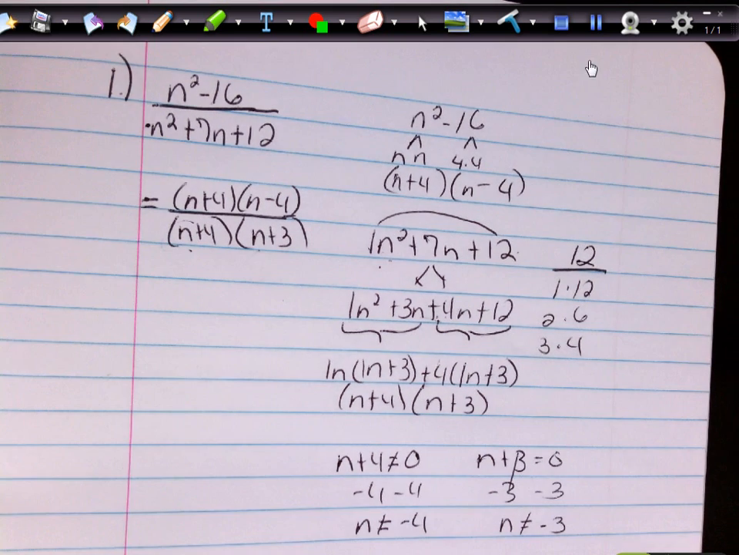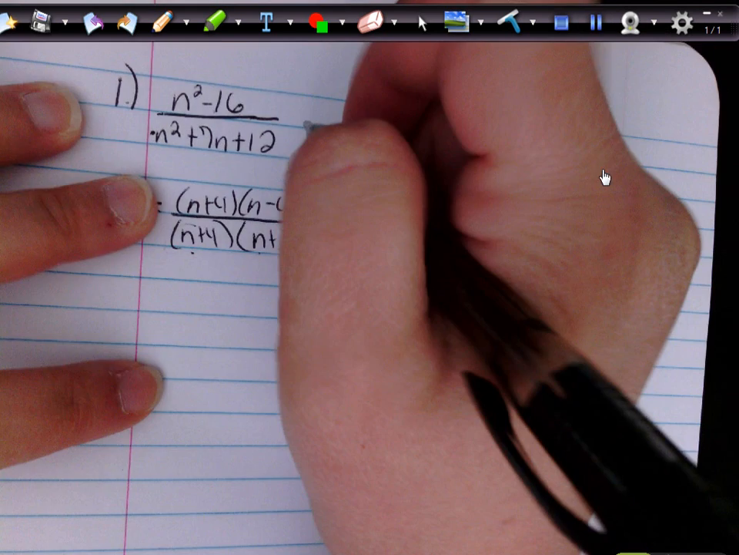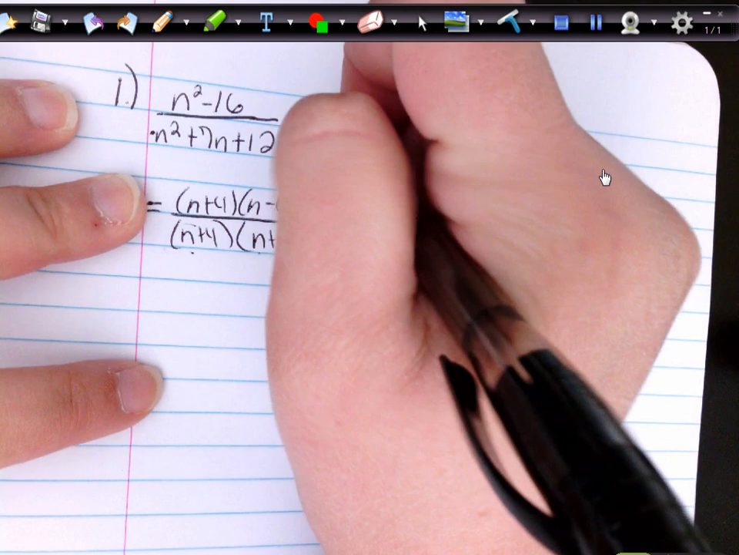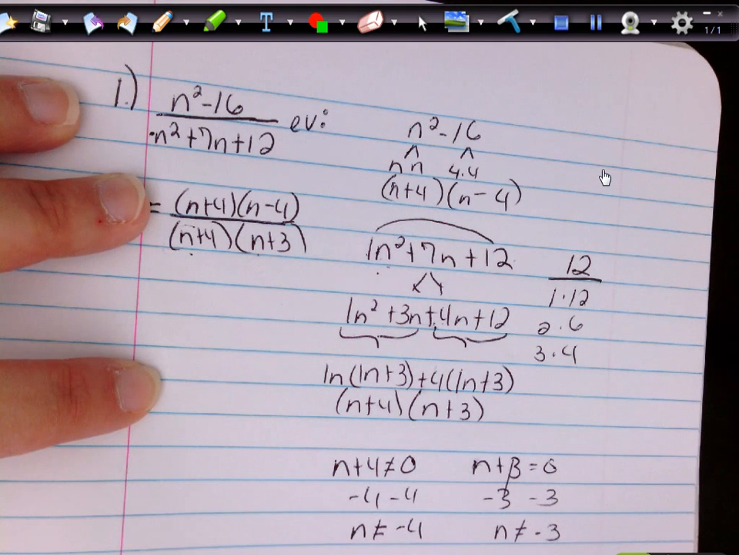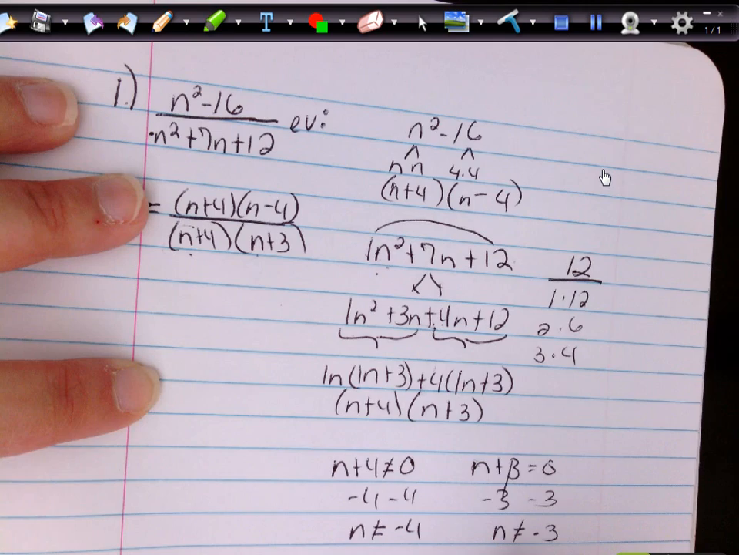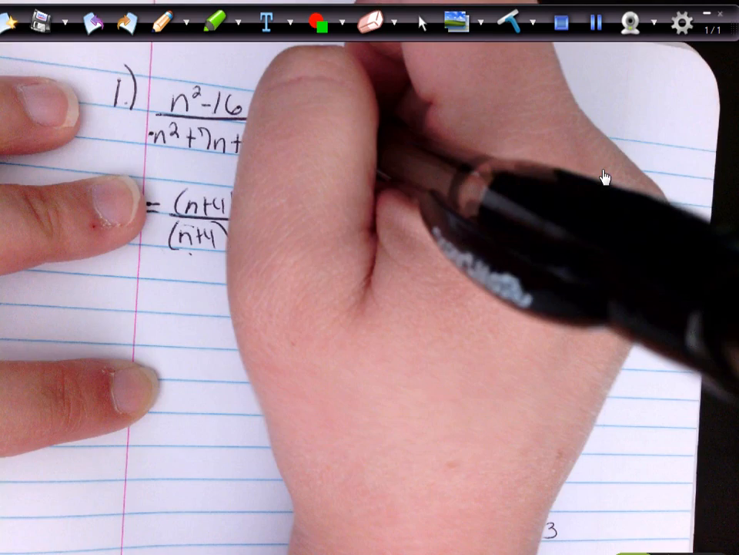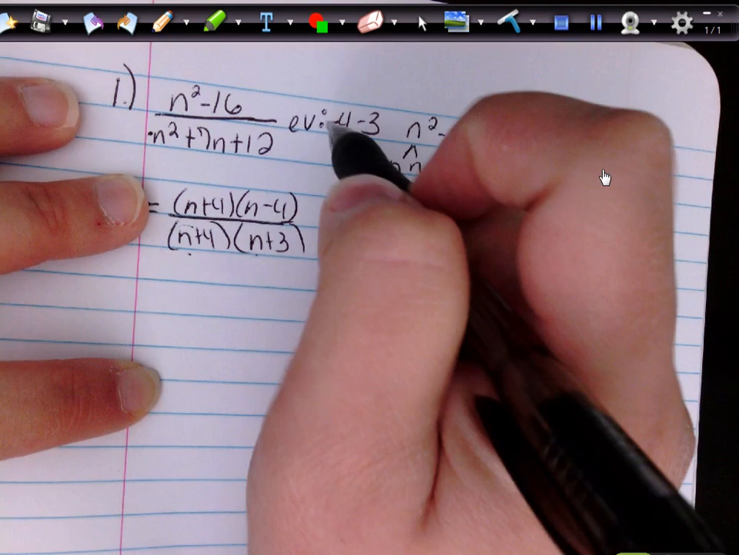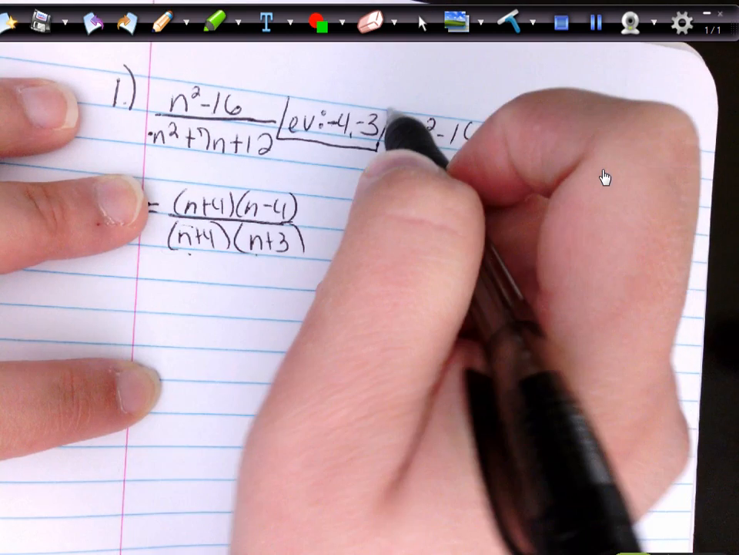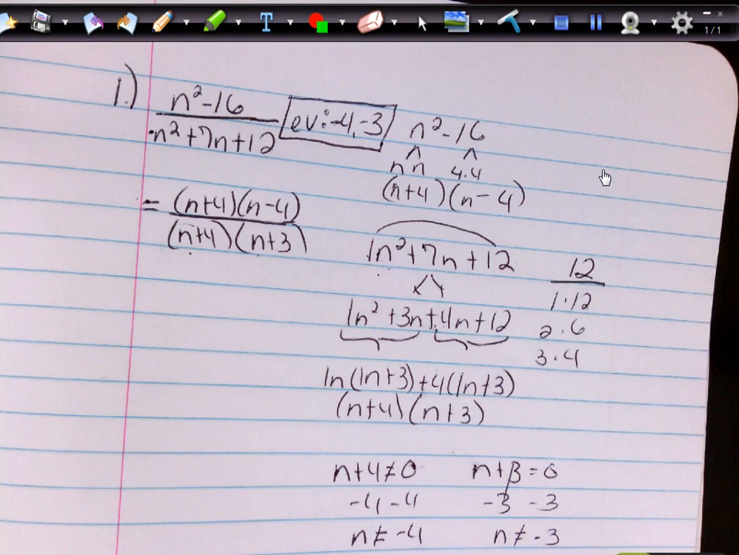So those are my excluded values. Right, so I'm going to come back up here to my original, and I'm going to state my excluded values, and we're going to denote that with EV for excluded values. My excluded values are negative 3 and negative 4, and negative 4 and negative 3. So those are the values that x is not allowed to be. That's part of my answer.